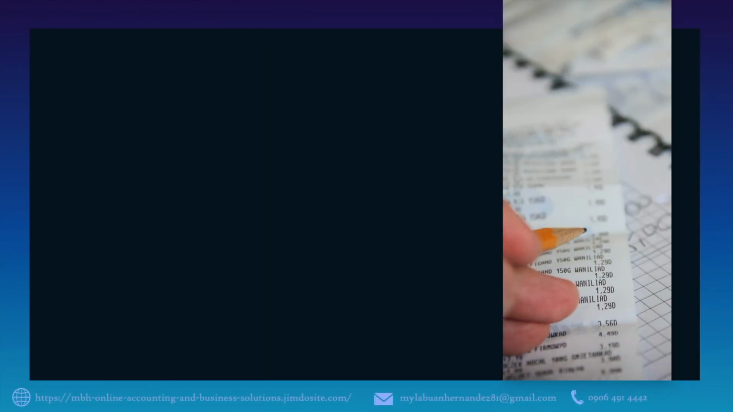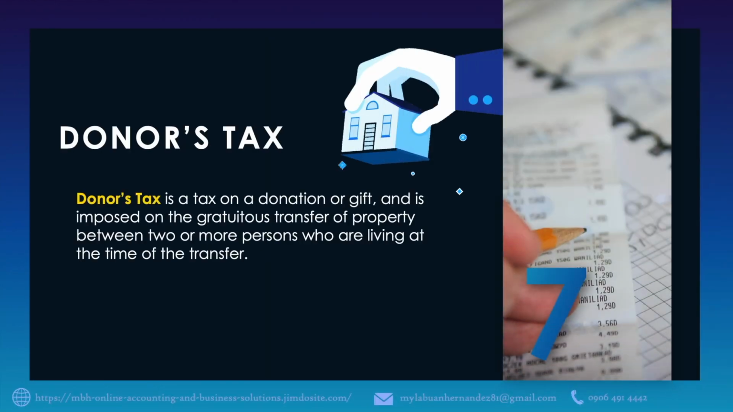Lastly, we have the donor's tax. Donor's tax is a tax on the donation or gift and is imposed on the gratuitous transfer of property between two or more persons who are living at the same time of the transfer. Under the National Internal Revenue Code, the tax for each calendar year shall be 6% computed on the basis of the total gifts in excess of 250,000 exempt gifts made during the year.